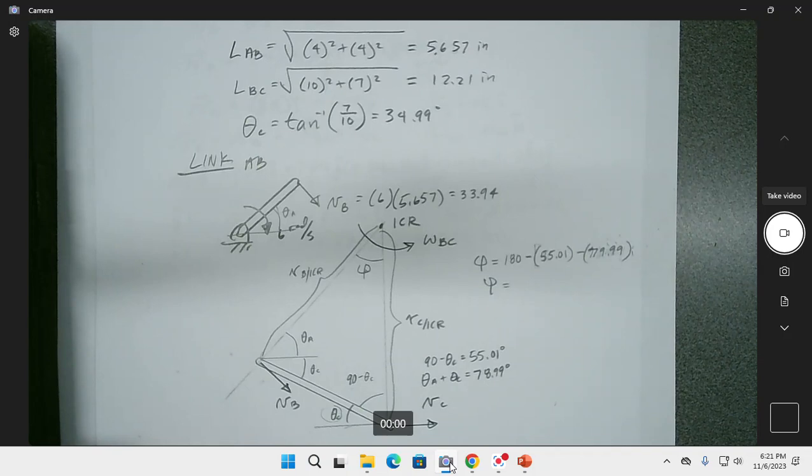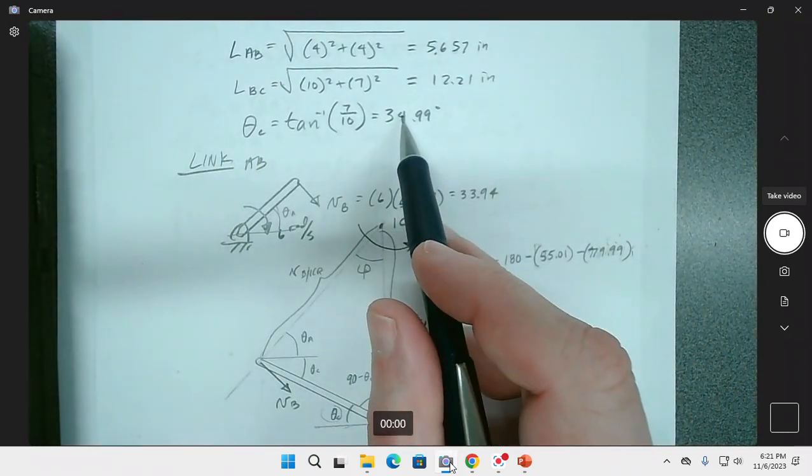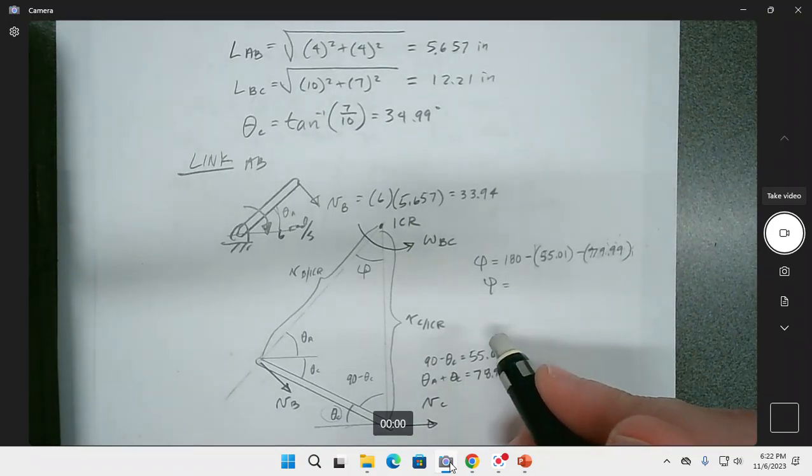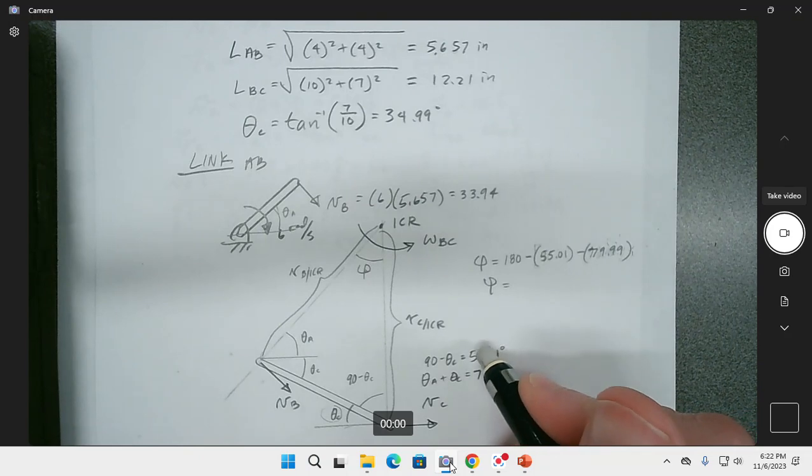Let me double check on this one, because I must have written something down. That's 34.99, which is very close to 35, right? But it is 0.7 and inverse tan of that. Yeah, that's correct. And then I go 90 minus that. It's 56.06, not 55.01. Really? Minus theta C. I was going off the BB, that's not right. I was looking at the BB, not the theta C.